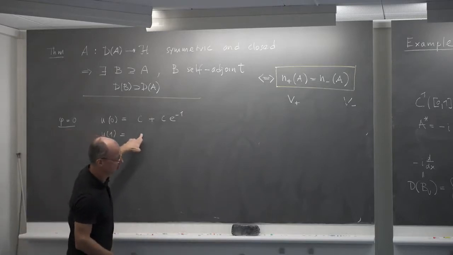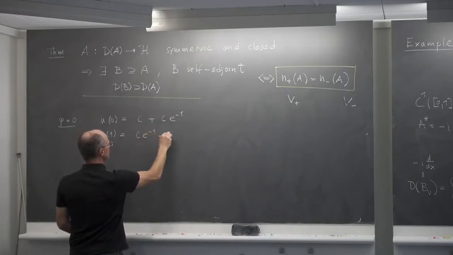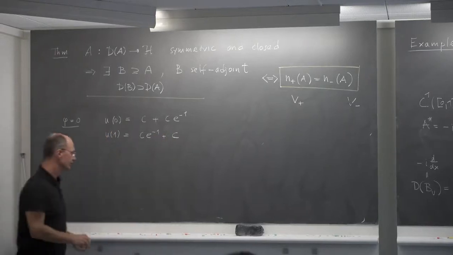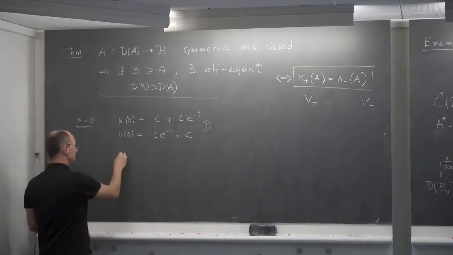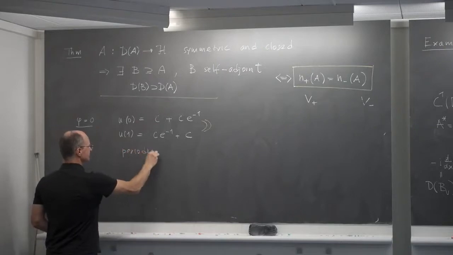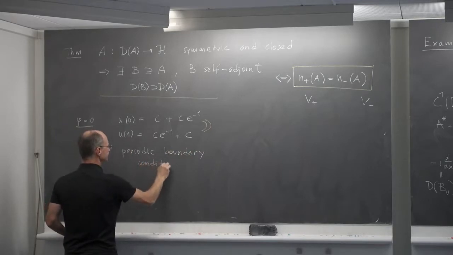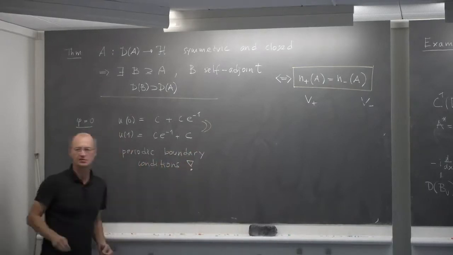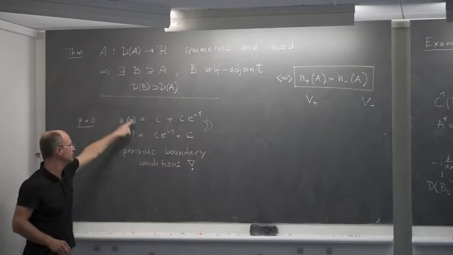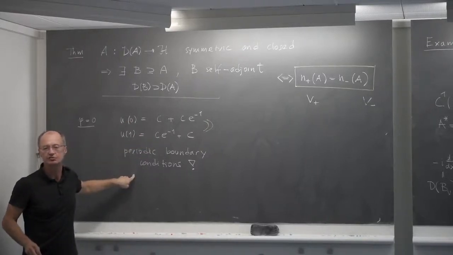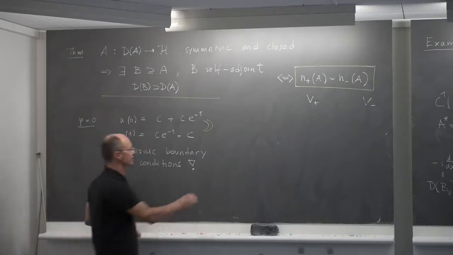Now what do we get at the other endpoint? Well, it will be c e minus 1 plus c. So now they're actually equal to each other, right? So this is actually periodic boundary conditions. And if I'm not mistaken, later today at the exercises, we will be looking at this operator with periodic boundary conditions, and we'll be showing that it's essentially self-adjoint, right? So that's what we have.